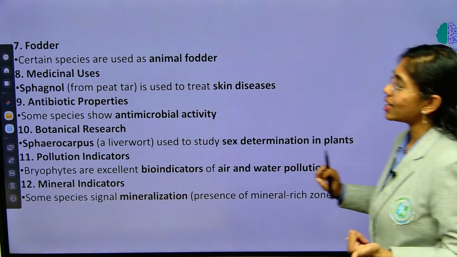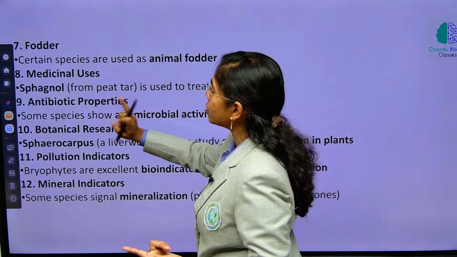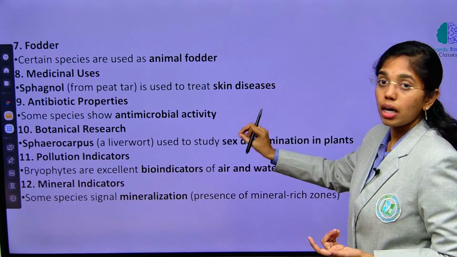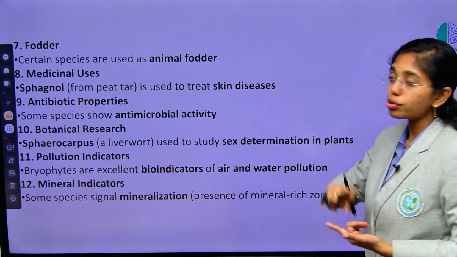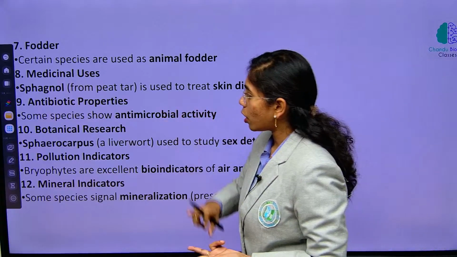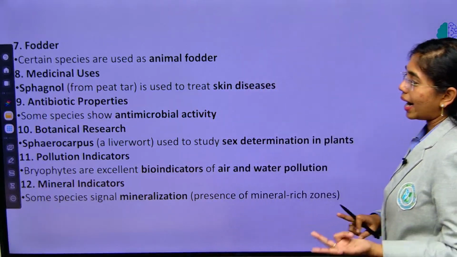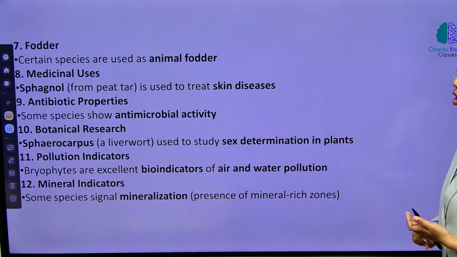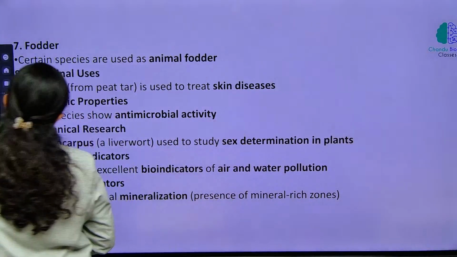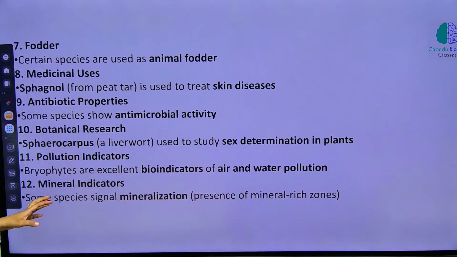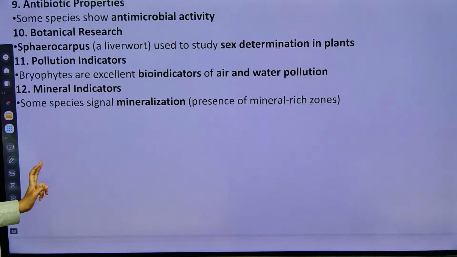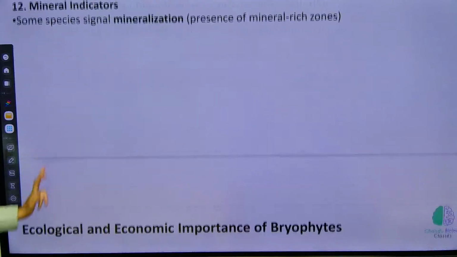Next, it is used as fodder. Medicinal uses from Sphagnum: Sphagnol is the chemical constituent which is used to treat skin diseases, and it has good antibiotic properties. In botanical research it is also used; Spirocarpus, which is a liverwort, is used to study sex determination in plants. They are good pollution indicators and mineral indicators as well.